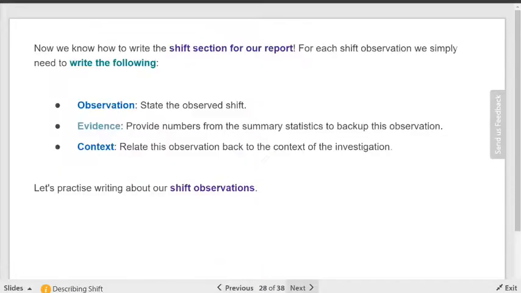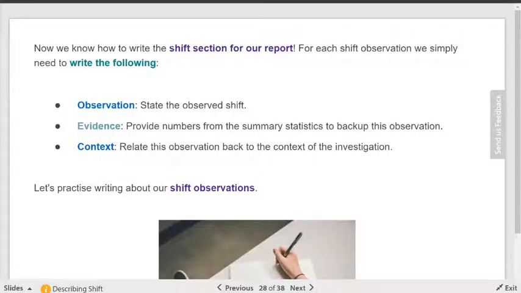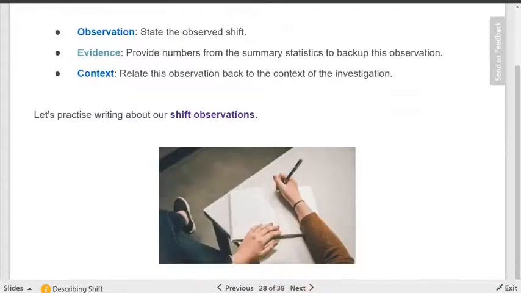All right. So now you know what to do. You need the observation. State the shift. Then your evidence with numbers. And you can get the numbers from your summary statistics. You don't even have to read the graph. Just look at your summary statistics and compare the two medians. Or get the numbers for the medians. Don't make your comparison there, but get the numbers for the two medians. And then in context, relate it back. If you don't answer that question, then you're going to be in trouble.